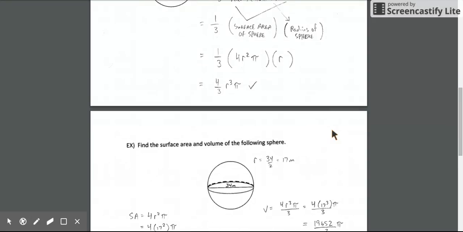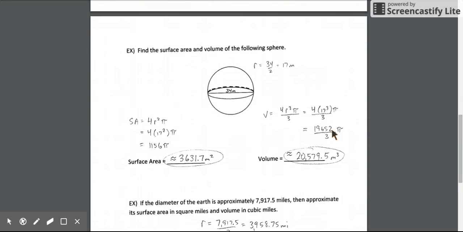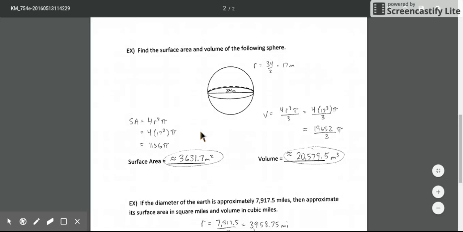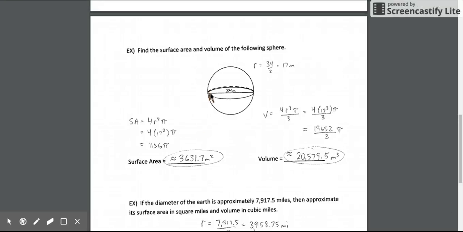Let's do some examples. Given this sphere, let's find the surface area and the volume. Since we're given the diameter of the sphere, we want to find the radius. So let's cut that diameter in half. The radius is 17 meters. Plug that radius value into our surface area formula. We're going to square the radius. 17 squared times 4 is about 1,156 times pi. If we multiply that by our pi button on our calculator, then we can approximate it to be about 3,631.7 square meters.